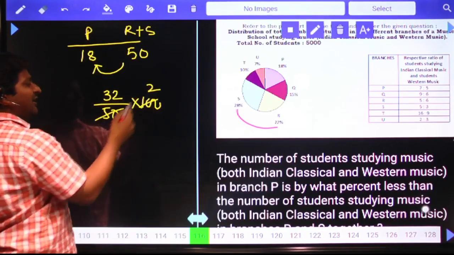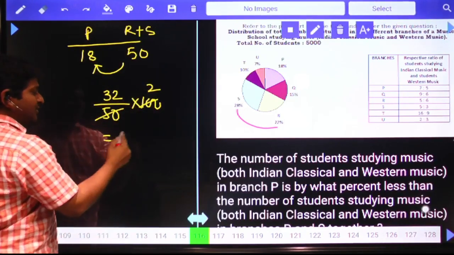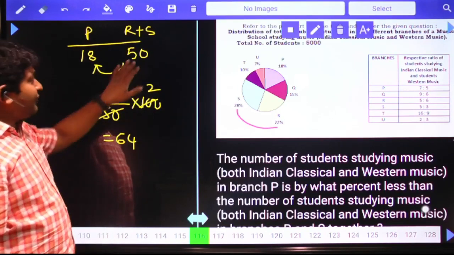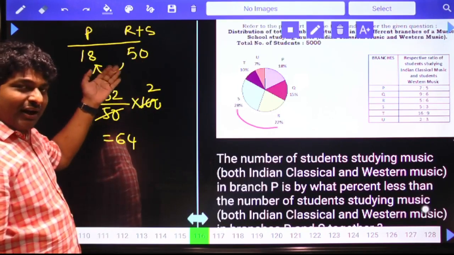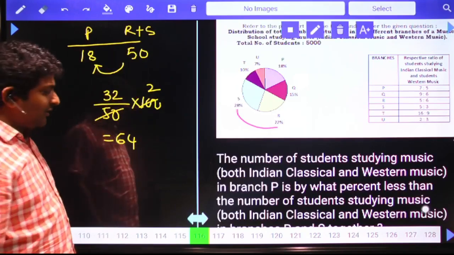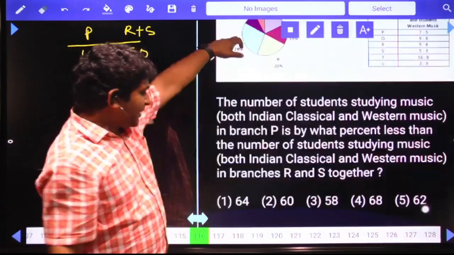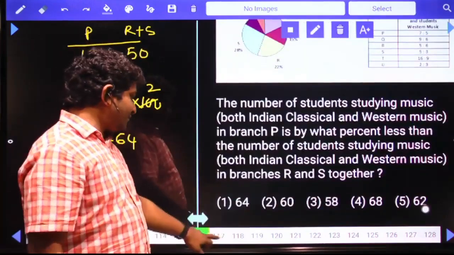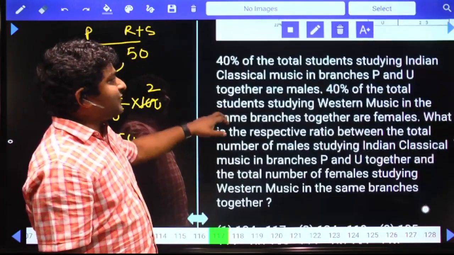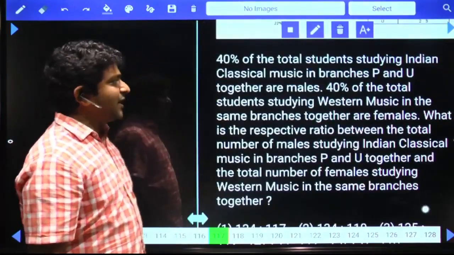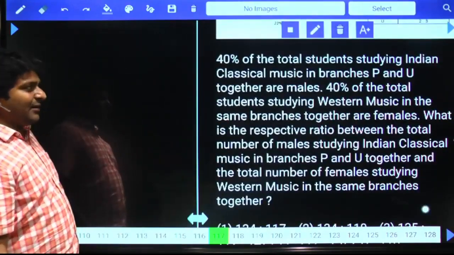Otherwise we need to calculate. 52 times 32 is 64. Compared with 50, 32 is less, so compared with 100 it will be 64. Direct answer: 64, first option. 40% of the students studying Indian classic music in branches P and U together are male.